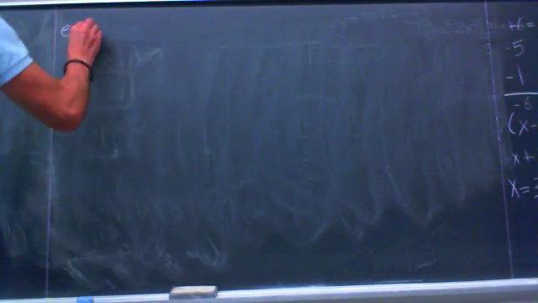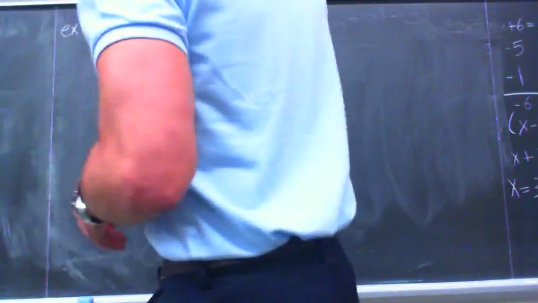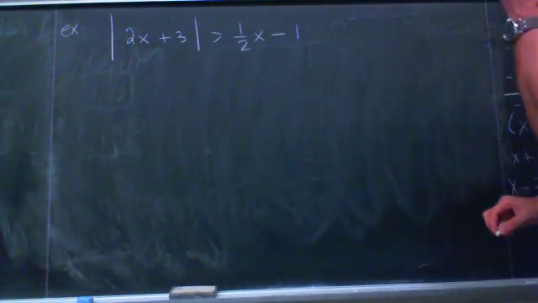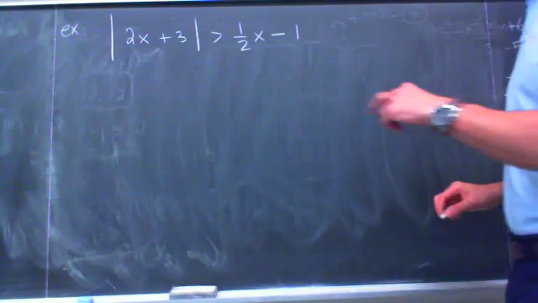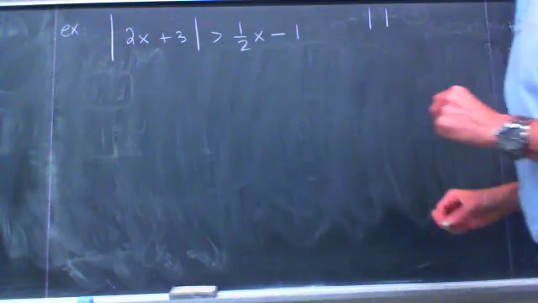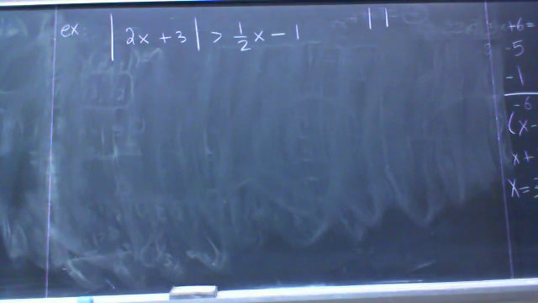So, some more review of algebra. For example, the absolute value of 2x plus 3 is greater than 1/2 x minus 1. So let's recall about absolute values. Absolute values give way to two statements that you learned in pre-calc. I'm not going to go through the why, just recalling it.